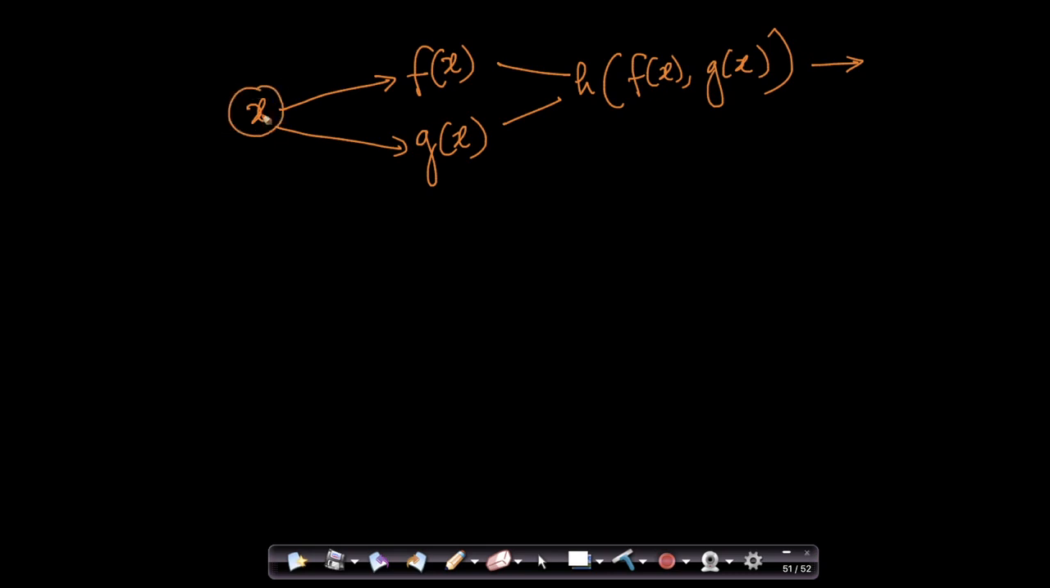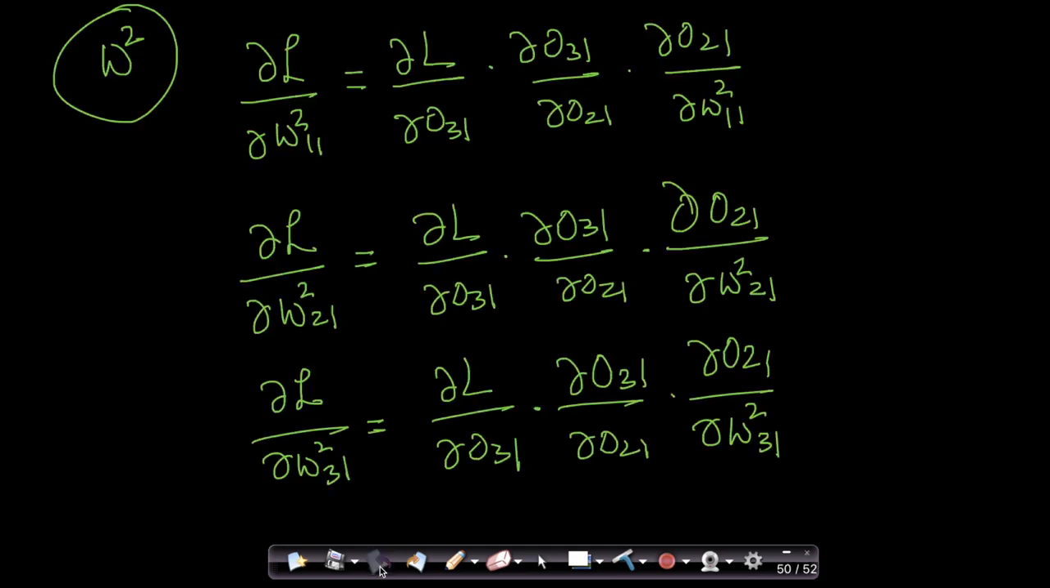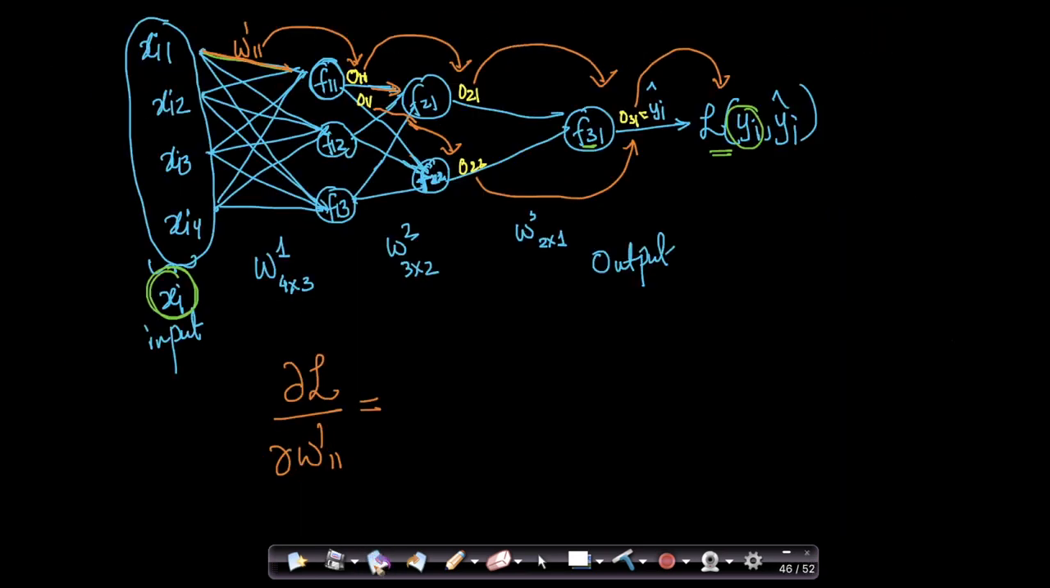X is now input into f of x, generates some output. X is input into g of x, it generates some output. These outputs go into h of x. This is exactly the same situation that we have. We have two paths from x to h. If you notice this diagram here, we have two paths. One path is like this. Just follow my cursor here. One path is like this. The other path is like this. So there are two paths.